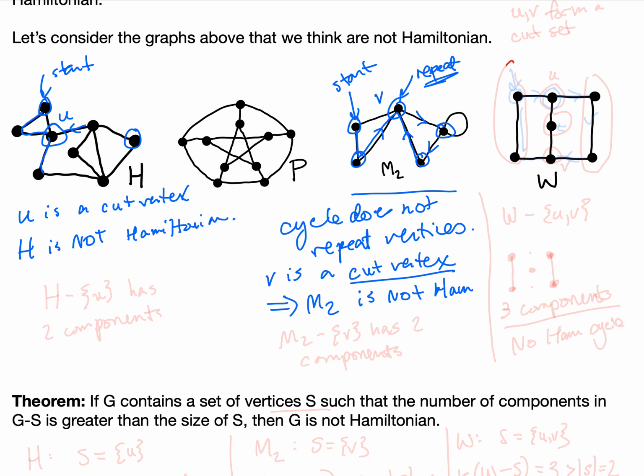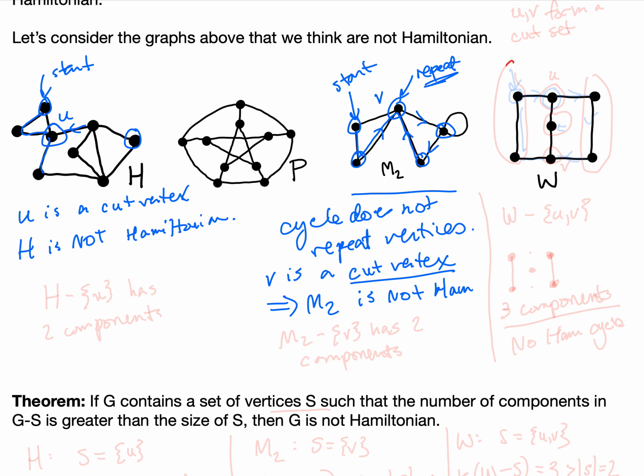So U is a cut vertex. If we try to make a cycle, we must repeat the vertex U, a cycle that includes every vertex, and so H is also not Hamiltonian. Okay, the other two graphs don't appear to have a cut vertex, a vertex that, if we removed it, would break the graph into two pieces.